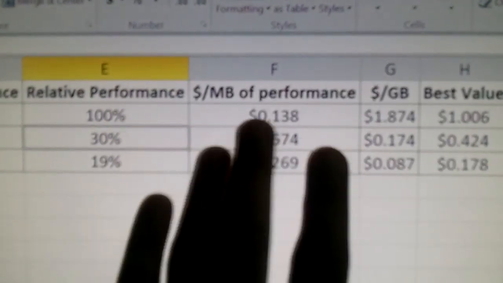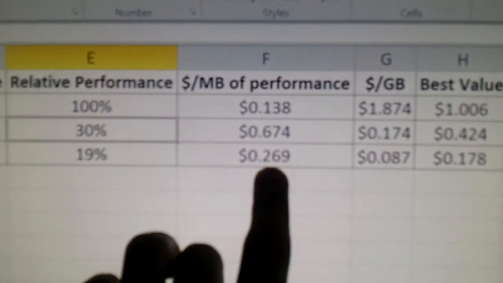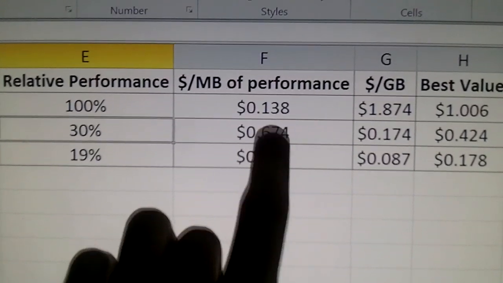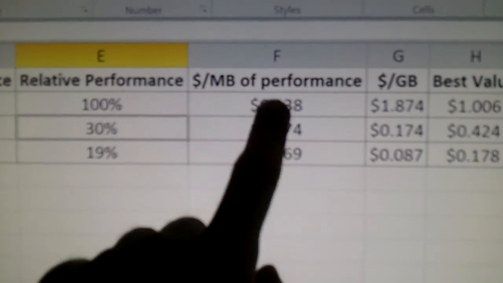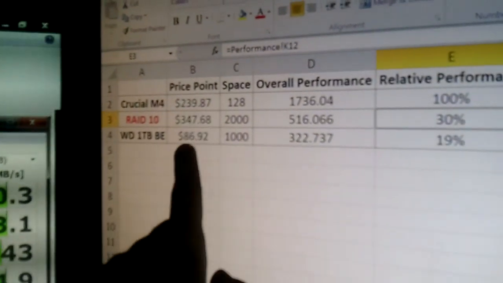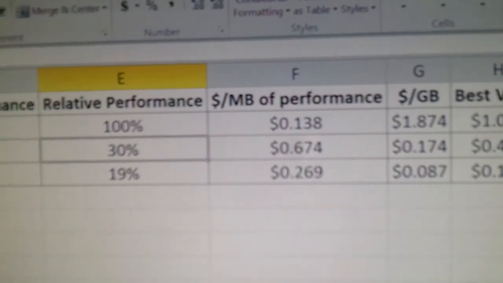Even though the SSD is really expensive, it's still the cheapest one out of the bunch. Even if it's $230 against $86, it's still the cheapest one if you're looking for performance. By far the cheapest one.